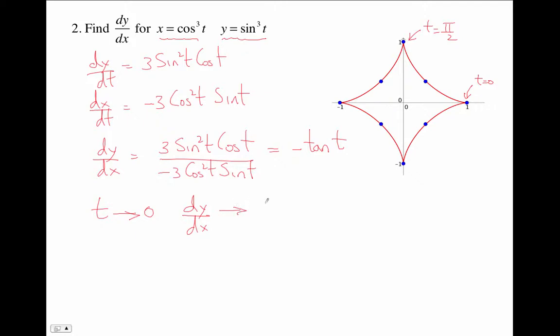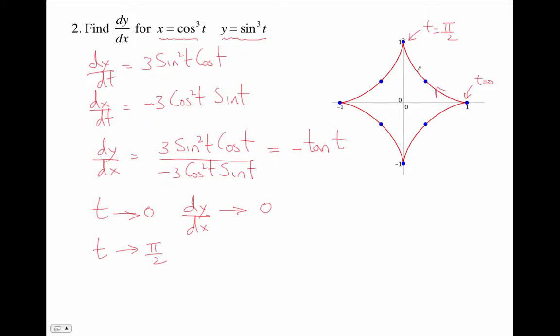Okay, now let's see what happens as t becomes small, in which case dy by dx tends to 0 as well. And so the curve is flat over here near t equals 0. And now let's see what happens as t tends to pi by 2 from this side.